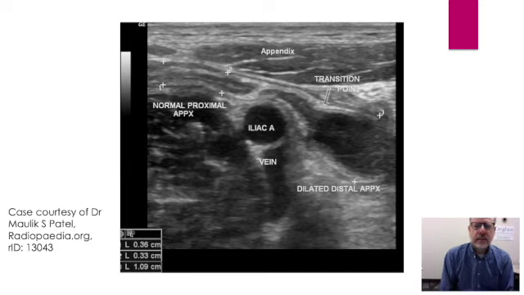This is a transverse image from the appendix. As you can see laterally, this is a normal appearing appendix. This appendix is directed medially. This is the iliac artery and vein, iliopsoas muscle, and then you can see at the end of the appendix it becomes focally dilated, measuring over a centimeter, and this is what is termed a tip appendicitis.